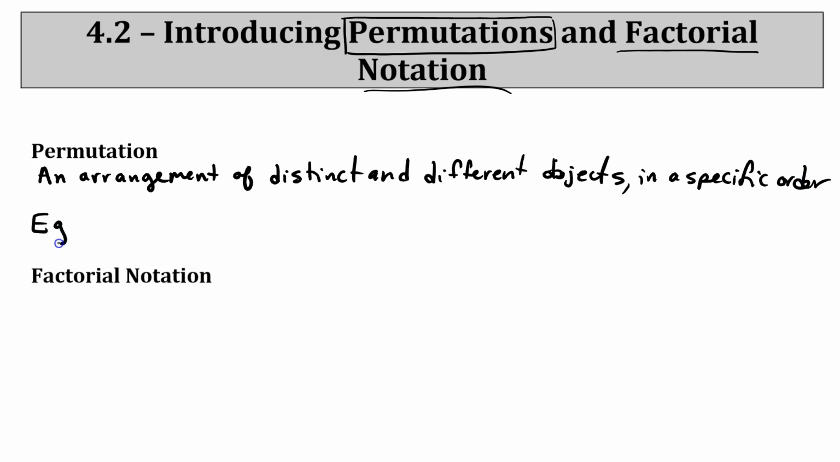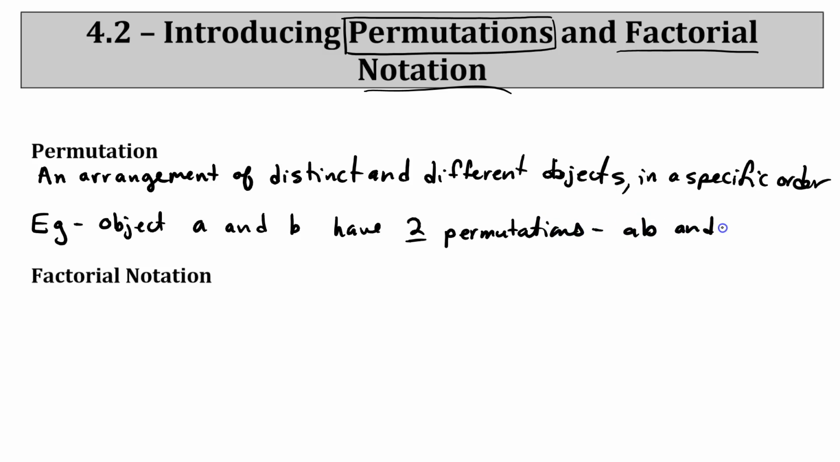So, for example, objects A and B have two permutations: AB and BA. In a permutation, order matters. Now this might not make a lot of sense because we have nothing to compare it to, but in a combination, just a little sneak preview, order does not matter.